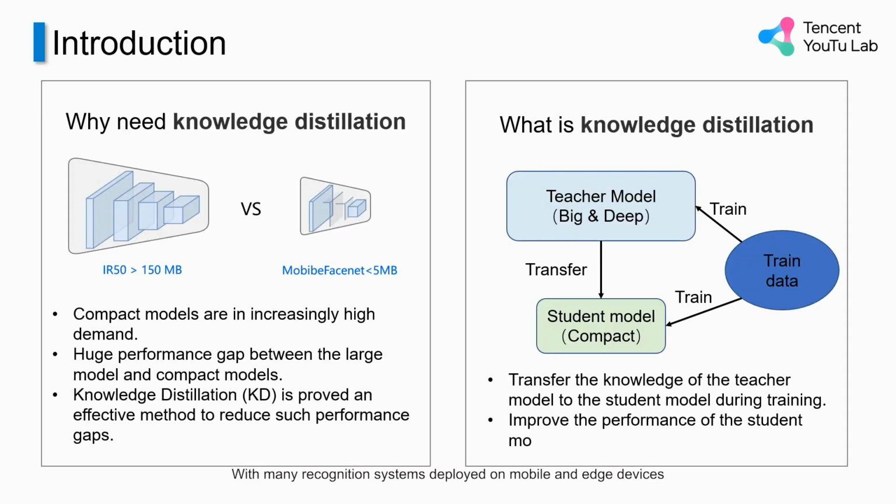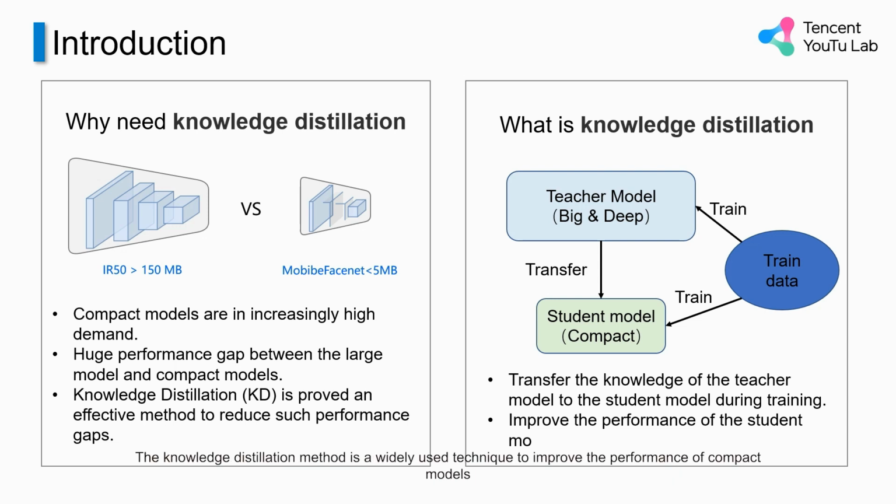With many recognition systems deployed on mobile and edge devices, compact yet discriminative models are in increasingly high demand. Since the parameters of the compact models are far fewer than those of the large models deployed on GPUs, there exists an enormous performance gap between the two types of models.